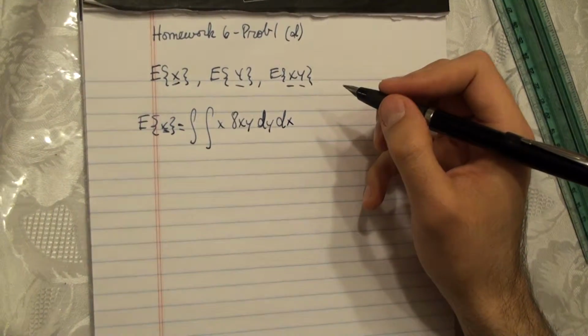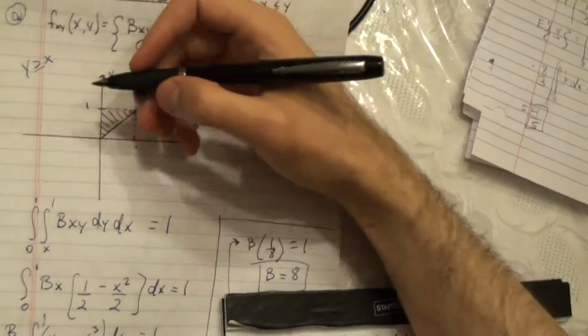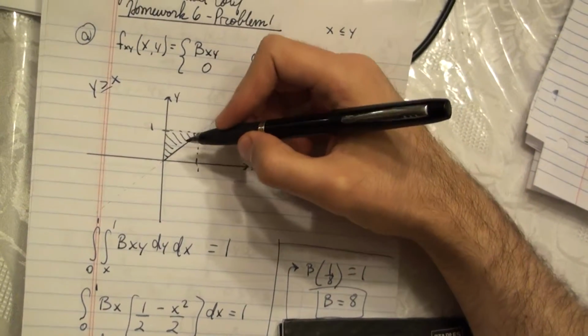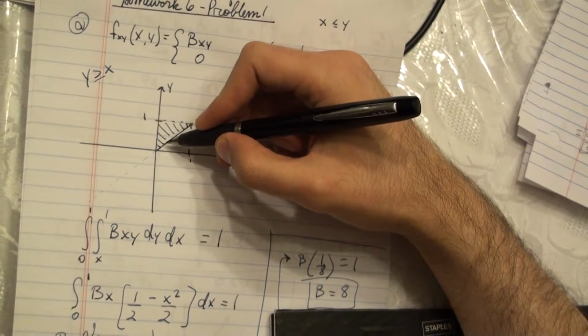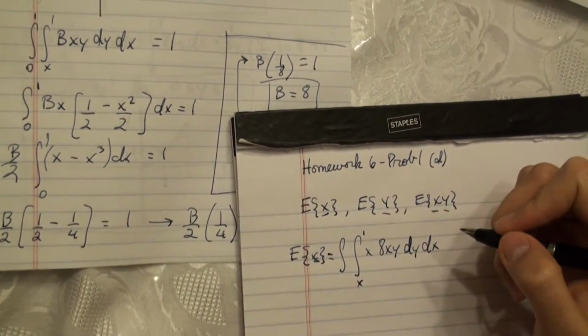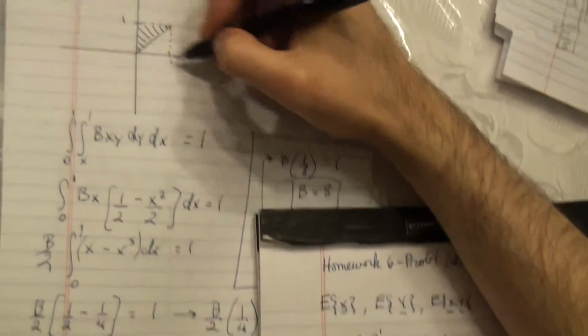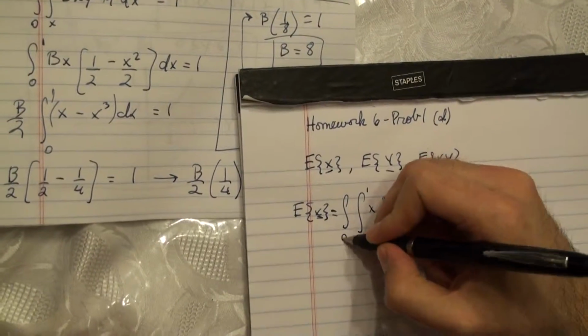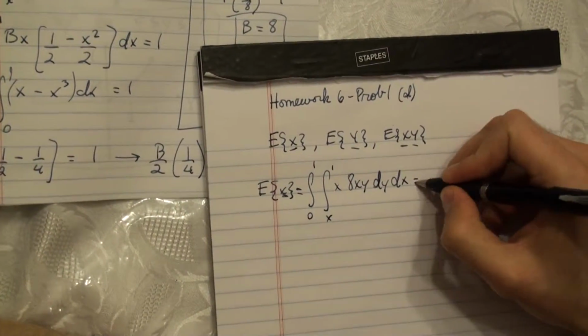If you recall from part A, let me find the part now. We have part B, part C, part A. We have the figure here. So y is going to go from x to 1, and then x is going to go from 0 to 1. So now we just evaluate the integral.